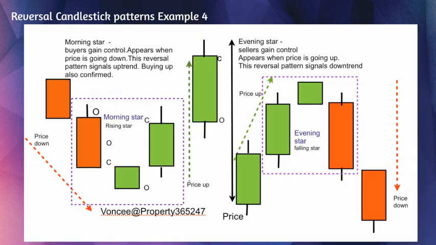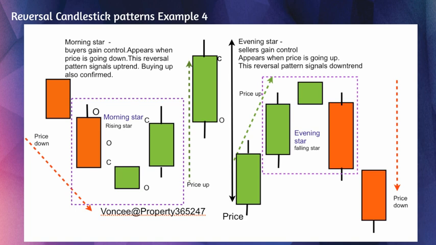And then you've got example number 4. You've got the morning star and the evening star. You can clearly see, oops, sorry, my closing and opening, sorry. Just ignore those O's and C's there because I forgot to move it around. So you've got the morning star there. You've got buyers gaining control.